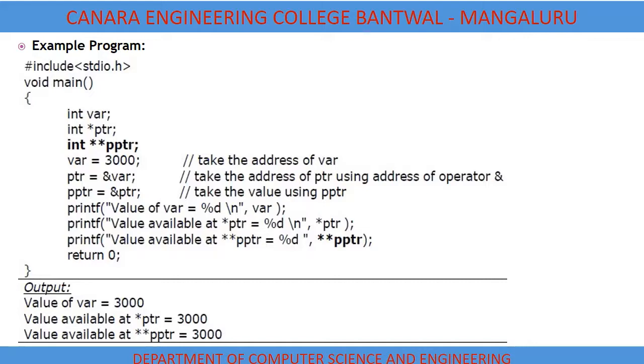When you see the output, we have the same output, because the variable has the data 3000, and star ptr is pointing to the variable, so it also gives the same data. Double star pptr, the double pointer, is also pointing to the variable through ptr, and that is also giving me the same data. This is how we can use double pointers and extract the data from a variable.